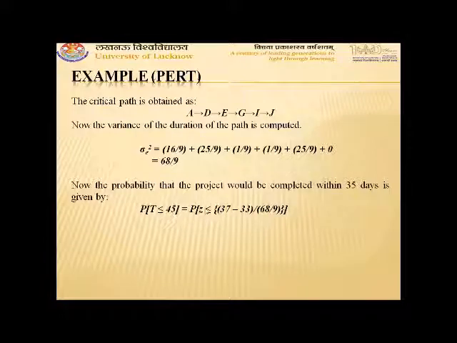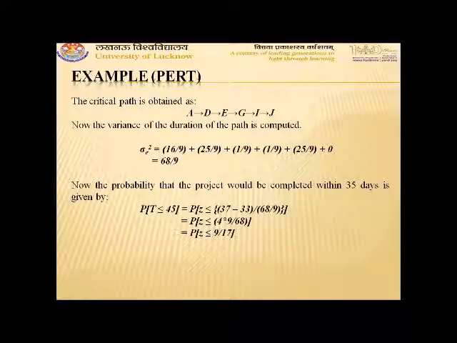So this probability will come out to be probability Z is less than or equal to 4 into 9 upon 68, or you can say 36 upon 68. Using the table of the normal distribution, this probability can be easily obtained, which is 0.7017. That is, there is a 70.17% chance, or you can say about 70%, that the project will be completed within 37 days.